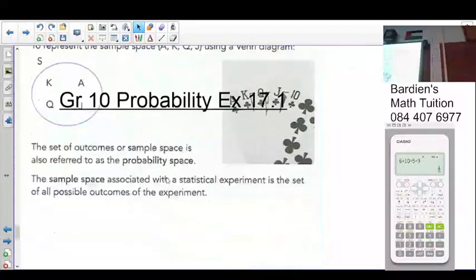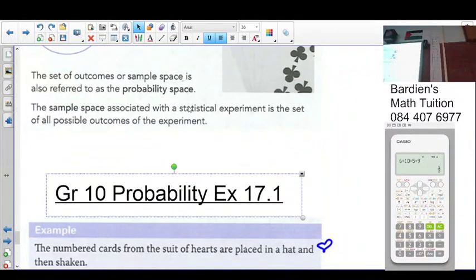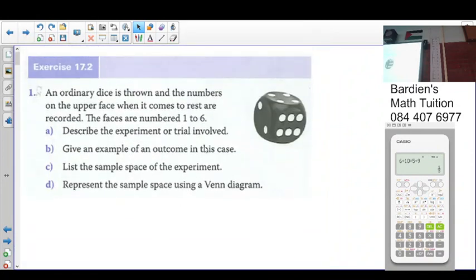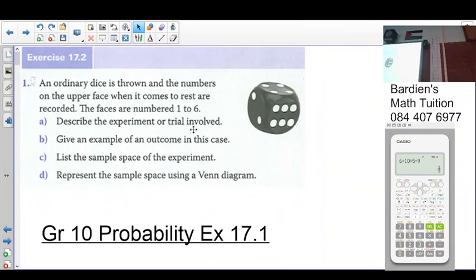Then we went on to 17.2. I explained this example as well.